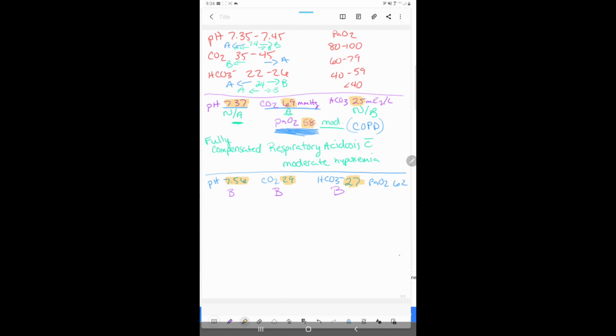Let's go ahead and look at your PaO2 of 62. What range does that fall in? That falls in your mild range. So now let's interpret this. What matches your pH of a base?